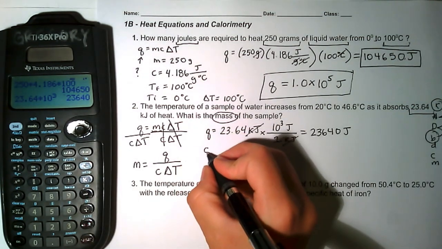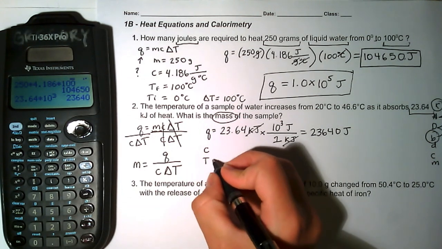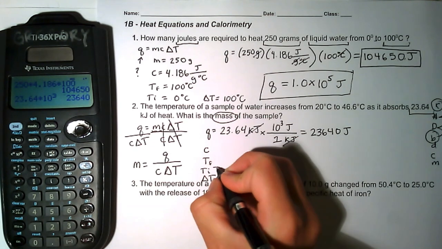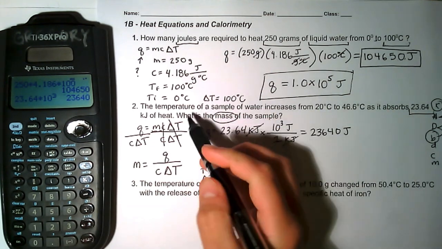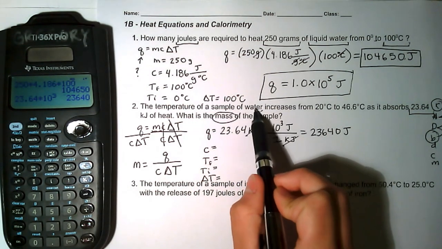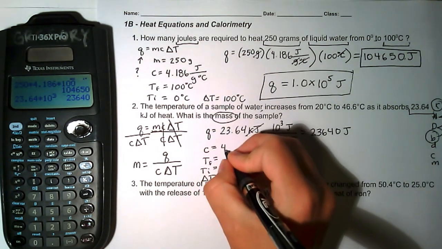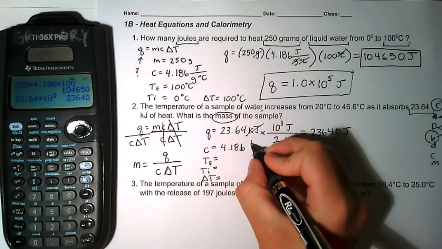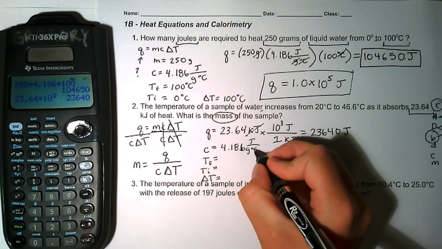Now we need C, and delta T is going to be T final minus T initial, and that should give us our delta T. So we have a sample of water once again, and we know that the specific heat of water is 4.186 joules per gram degree Celsius.